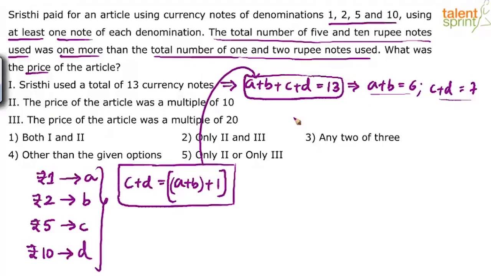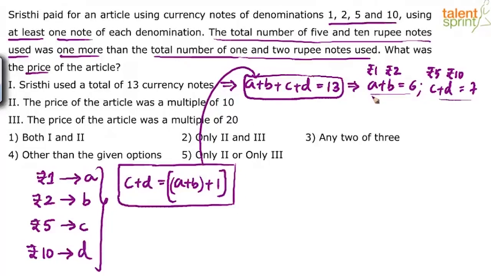No, because there are multiple possibilities. See, A refers to the 1 rupee denomination, B refers to the 2 rupee denomination, C refers to the 5 rupee denomination, and D refers to the 10 rupee denomination. Now we have many possibilities here for the price of the article.